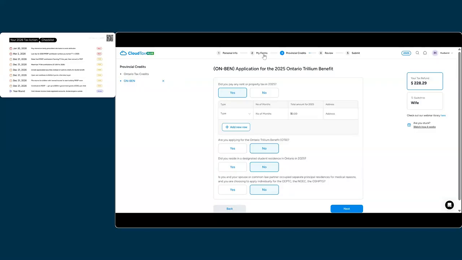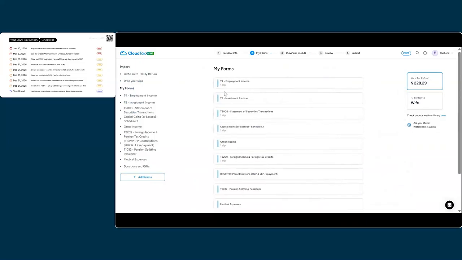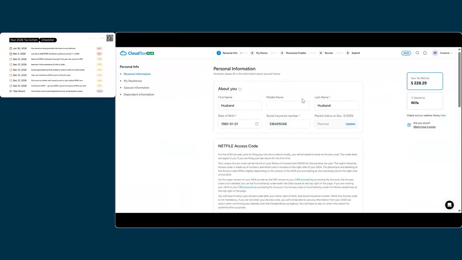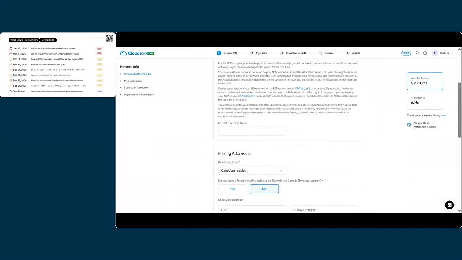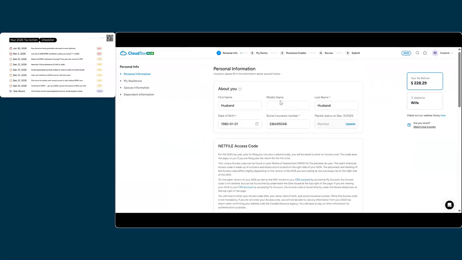Once we're satisfied with everything on the forms and also on the provincial credit, we make sure the names are correct. Every year I get a question on the middle name. Somebody with a middle name may have issues with filing the return. So if you have a middle name, you have to make sure that everything you enter on the tax software is an exact match to what you have in your CRA account.